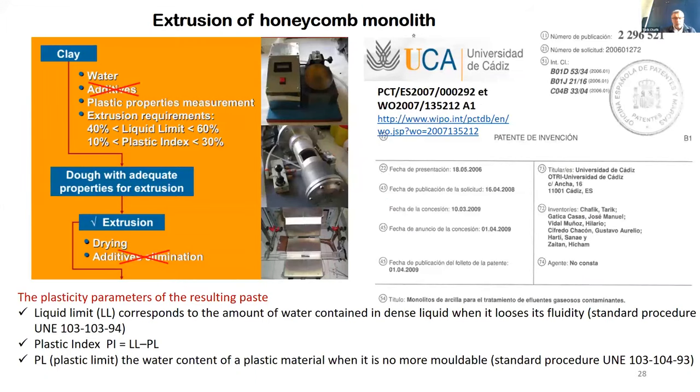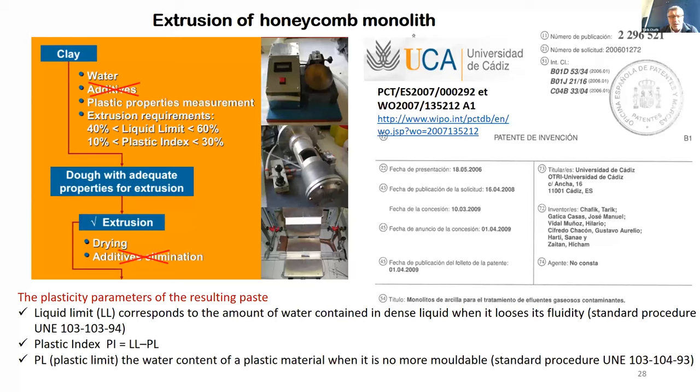Based on what I said before, to make it favorable for industrial application, we need to extrude the catalyst as a honeycomb monolith. So this is why we tried several clays from the local area of Morocco and from the north area, to achieve extrusion.